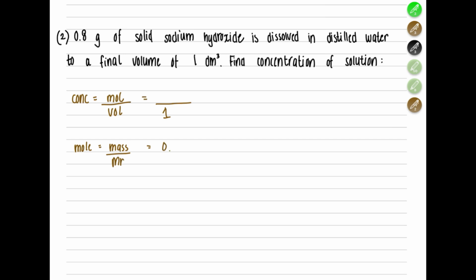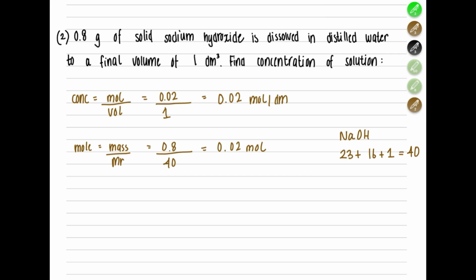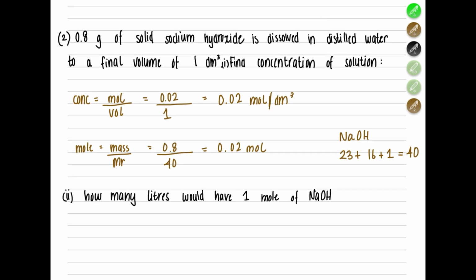Mass is 0.8 divided by Mr. So 0.8 divided by 40, 0.02 moles. We can use this mole here, 0.02. So we get a concentration of 0.02 moles per decimeter cube. Now the second part is, how many liters would have 1 mole of NaOH? Can you do this first?